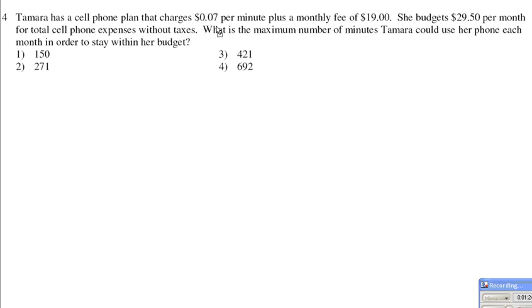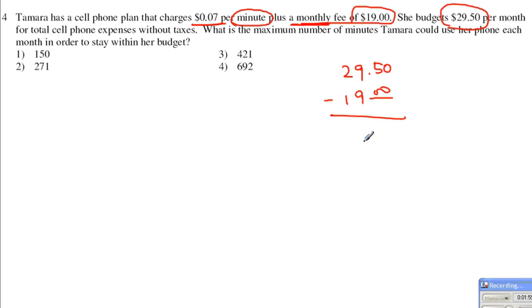Now we have a cell phone plan that charges 7 cents per minute, and the monthly fee. So this is the amount. Monthly fee is the fee that's being added on. Now, then this is the budget. In other words, if we take 29.50, not dividing, subtracting 19 from there, then we'll end up getting the amount of money that was used by the charges per minute.